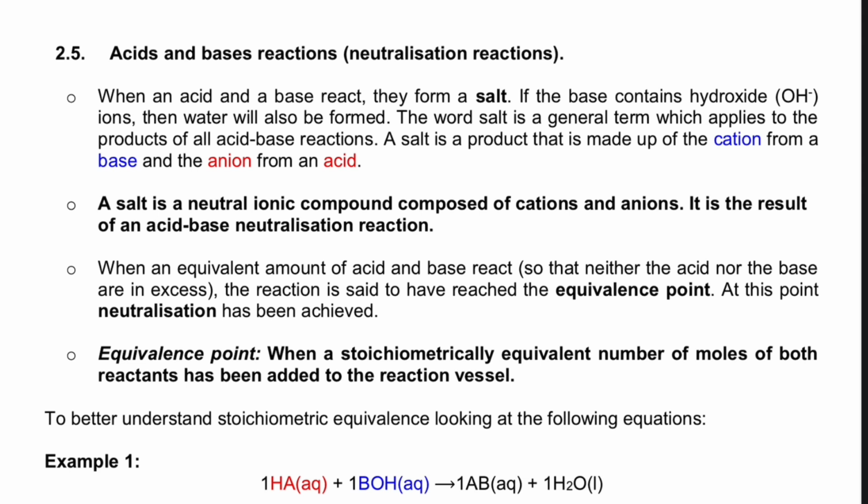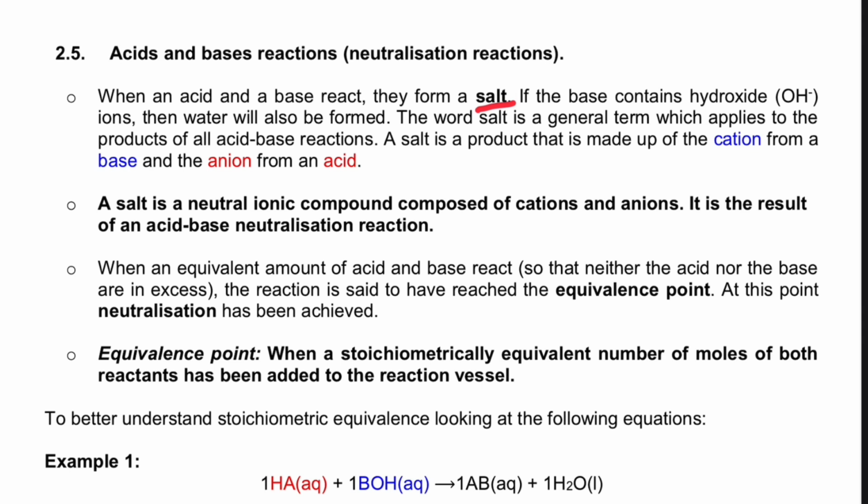So when an acid and a base react, they form a salt. There's something cool that we're going to talk about with regards to that. If the base contains hydroxide ions, then water will also be formed. The word salt is just a general term which applies to the products of all acid and base reactions. A salt is a product that is made up of the cation from a base and an anion from an acid. Cation, just positive ion, and anion is a negative ion.